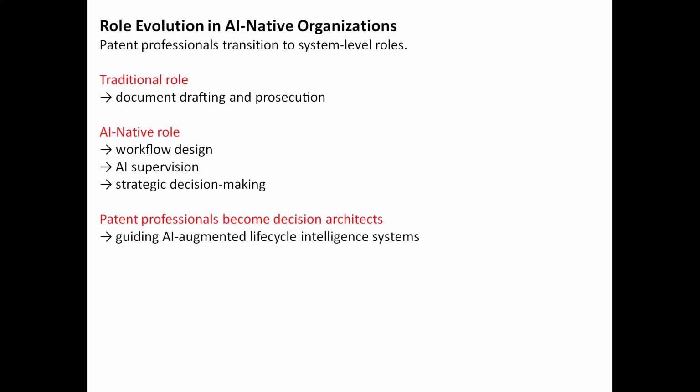Then role evolution in AI-native organizations. Patent professionals' roles transit to system-level roles. The traditional role is document drafting for execution. And the AI-native role is workflow design, AI supervision, and strategic decision making. So patent professionals become decision architects, guiding an AI-augmented lifecycle intelligence system.